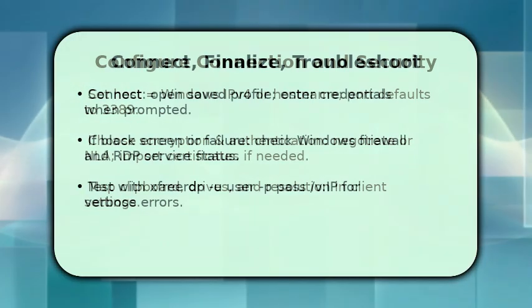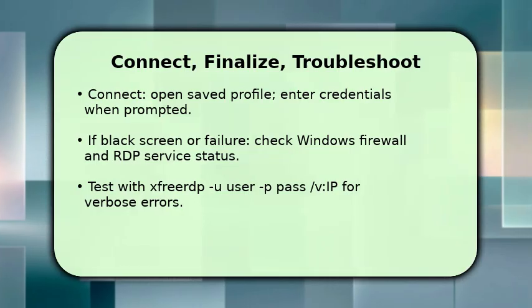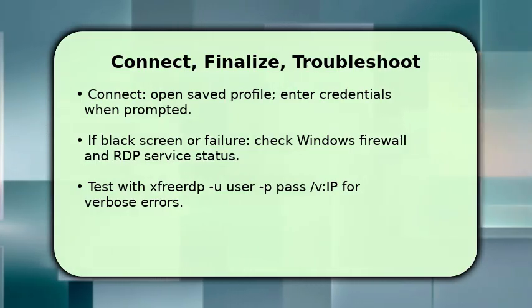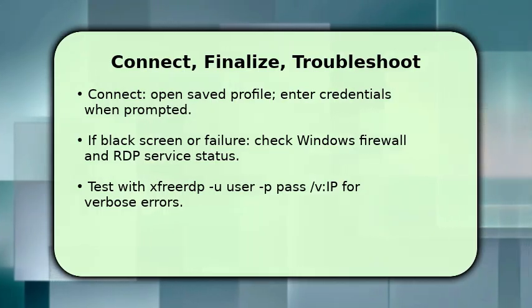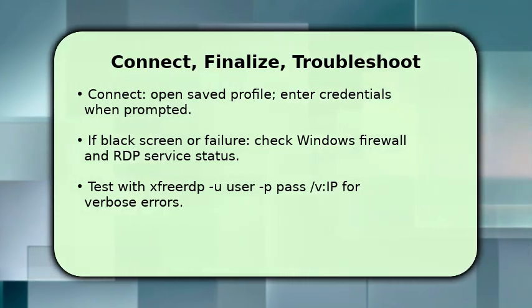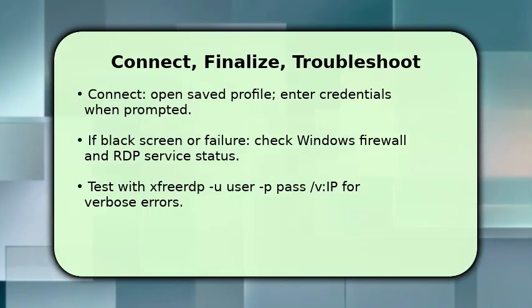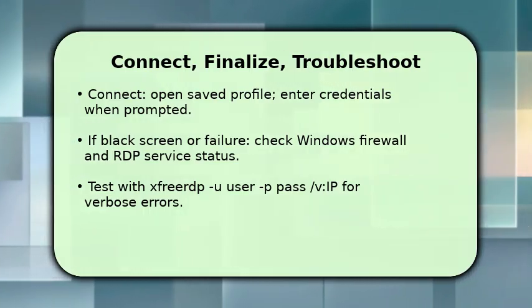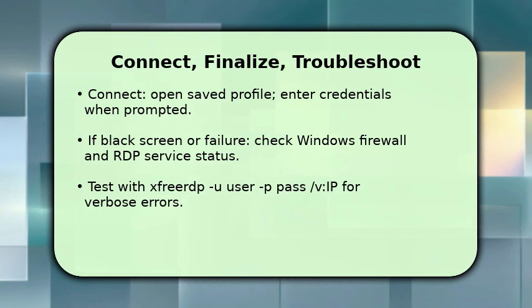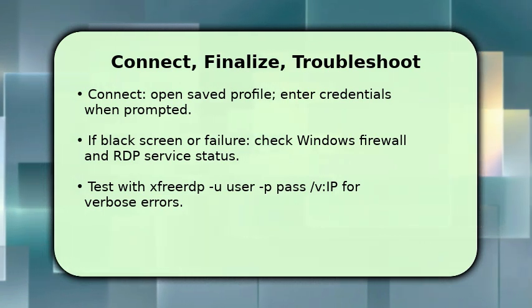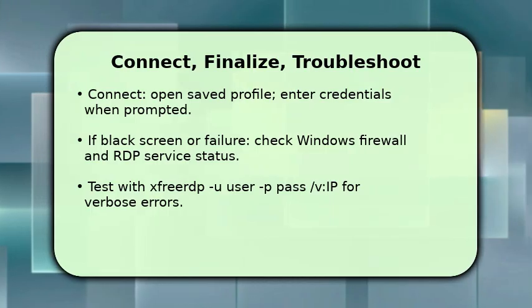If the connection fails, verify Windows Firewall allows remote desktop and that the remote desktop service is running. Also confirm both machines share the same LAN or VPN. For deeper diagnostics, run xfreerdp with verbose flags or check client logs to identify TLS, credential, or protocol mismatches. A key troubleshooting tip: temporarily disable firewall.